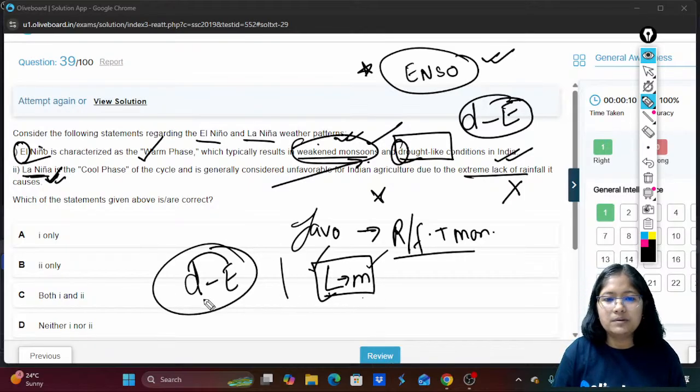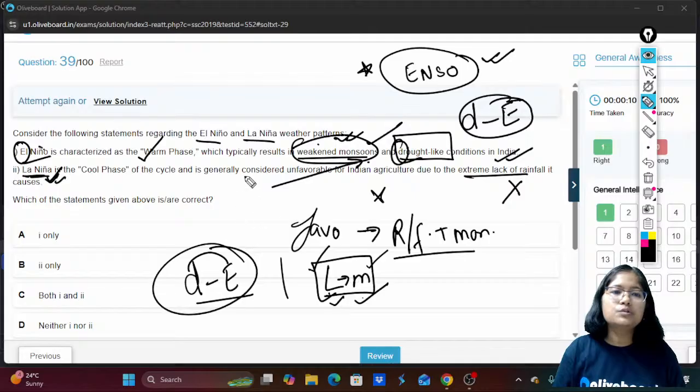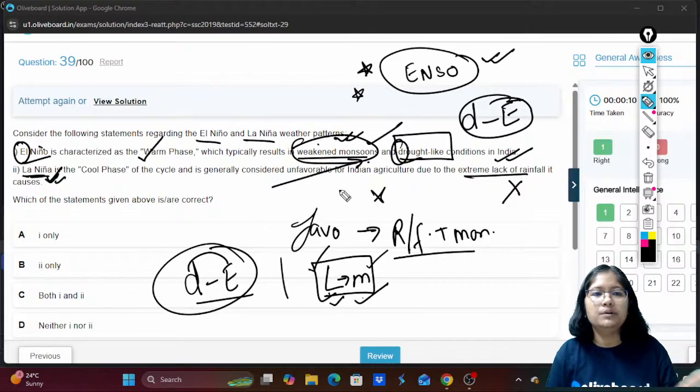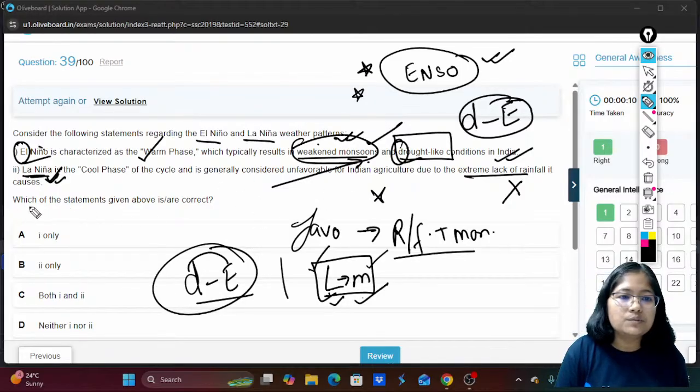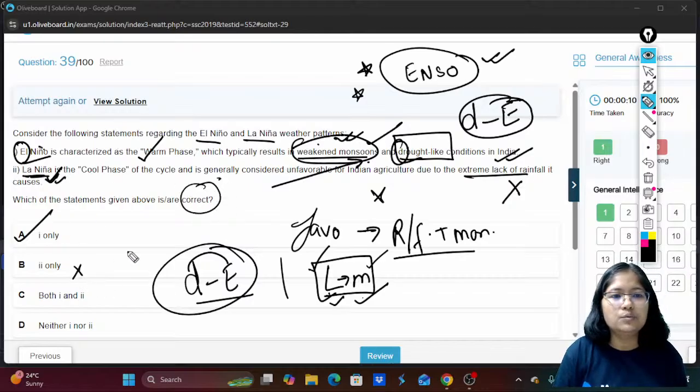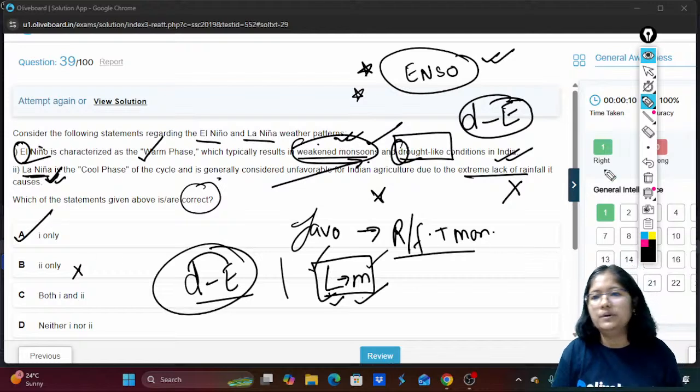So if you can remember A, B, C, D, E, F, G, H, I, J, K, L, M, is it that difficult? I hope not. So with this trick, forever you will be able to answer this. By the way, the question was which of the statements given above is correct? Okay, so 1 is correct. 2 is not correct, right? 2 is not correct. So A only will be our answer.